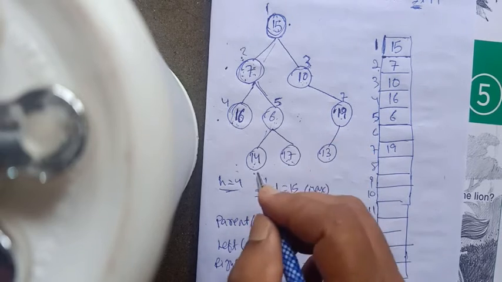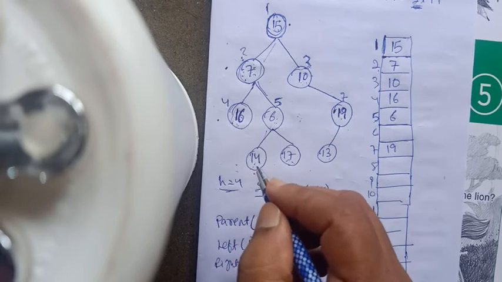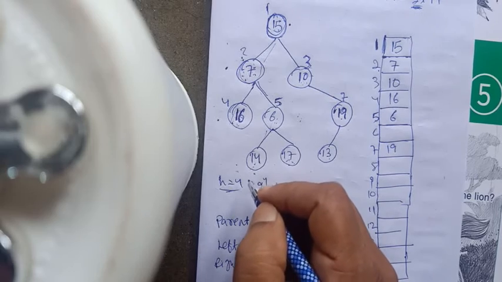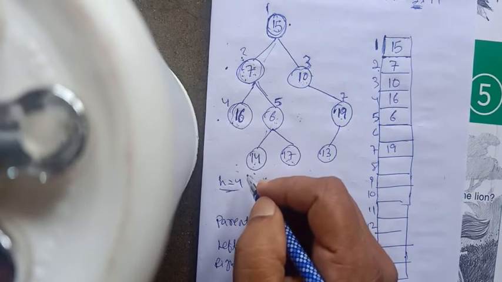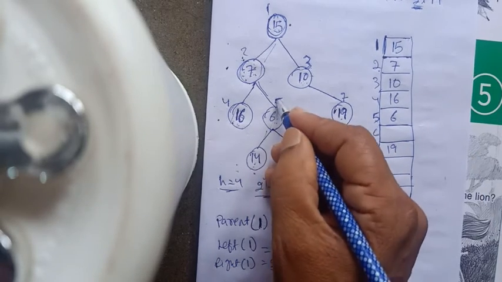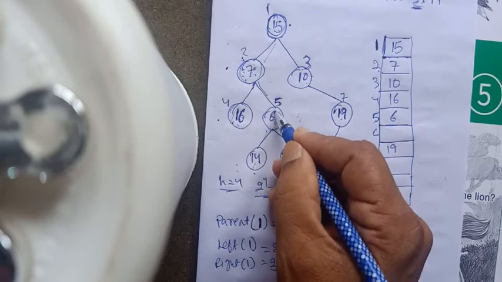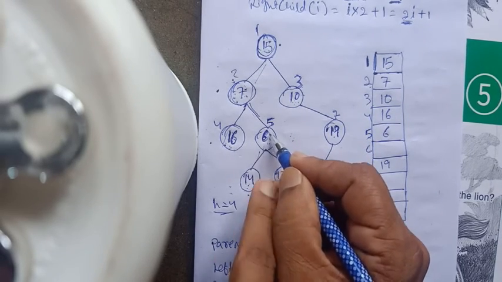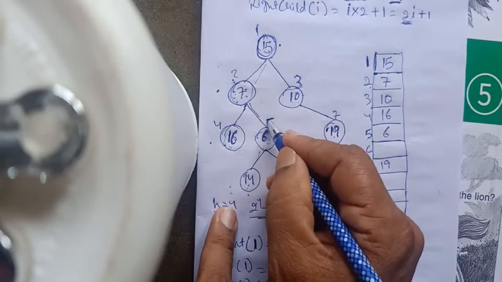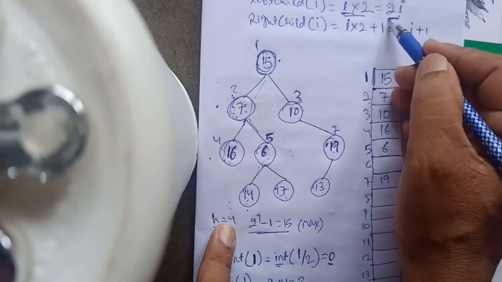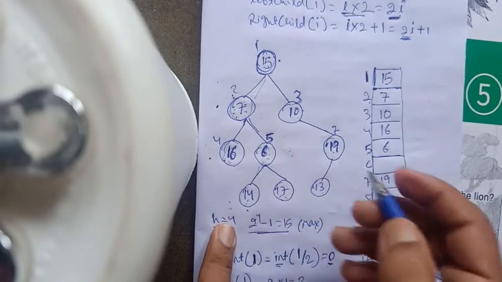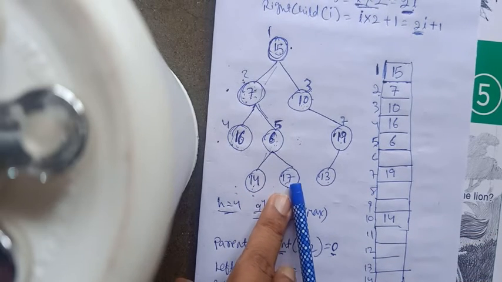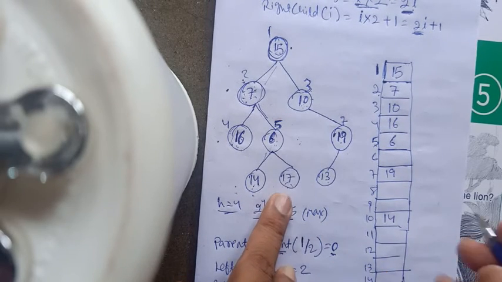So what should be the index where I will store 14? The formula is 2i, where i is the index of the node where I stored 6. Its left child should be 2i. So the index is 5, and when I apply 2i it will be 10. So 14 will be stored in 10. And 17 will be stored in 2 into 5 plus 1.